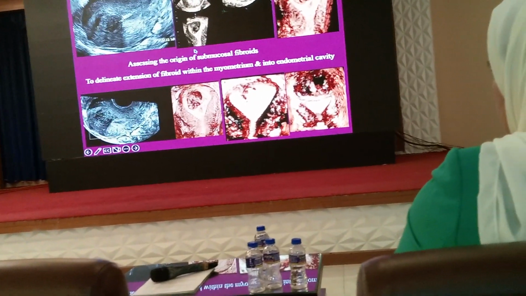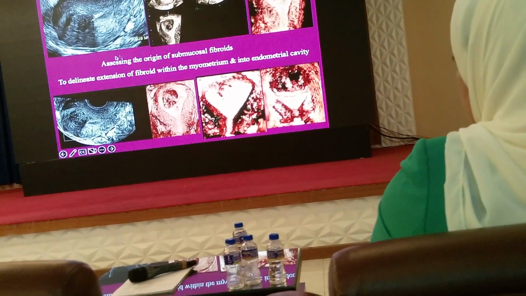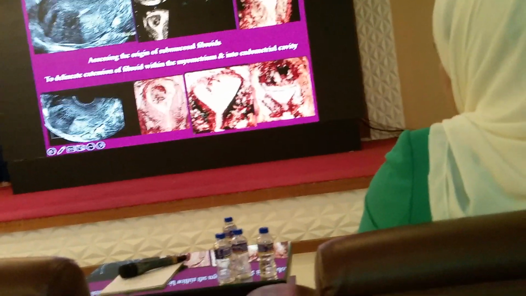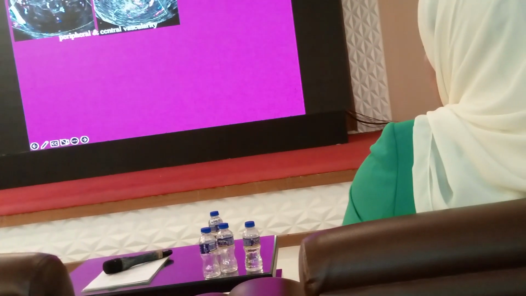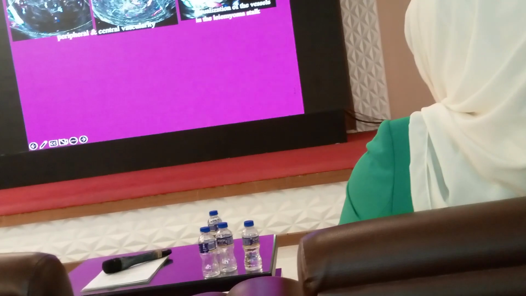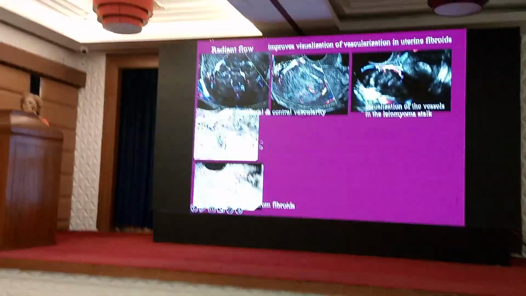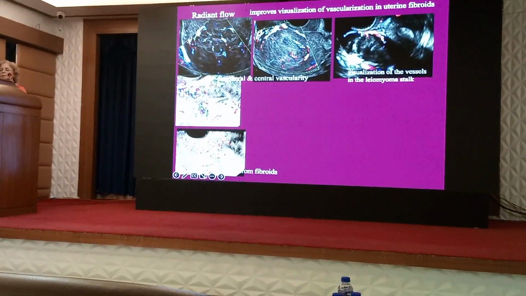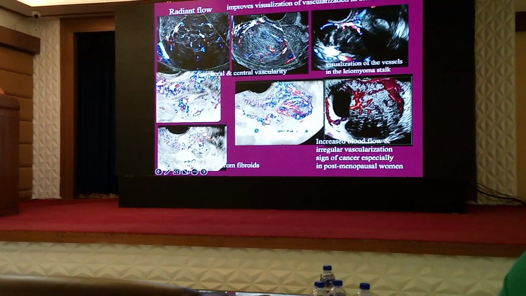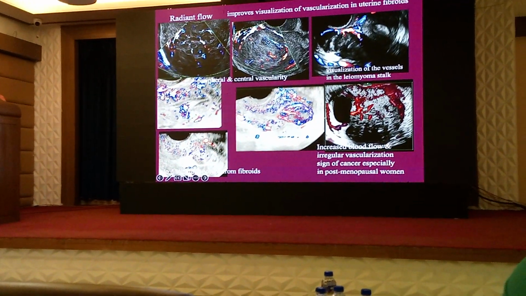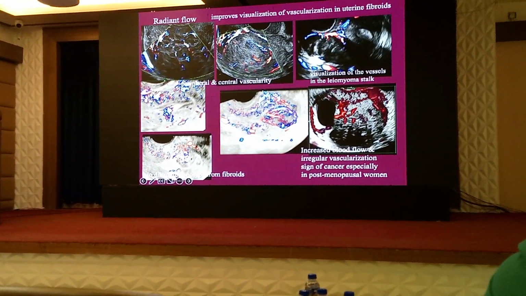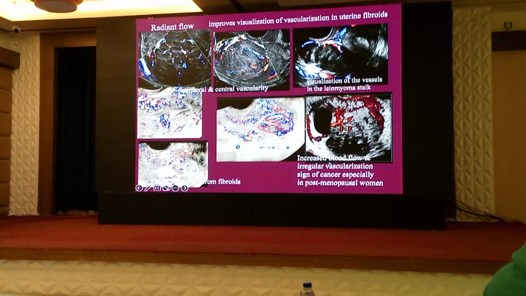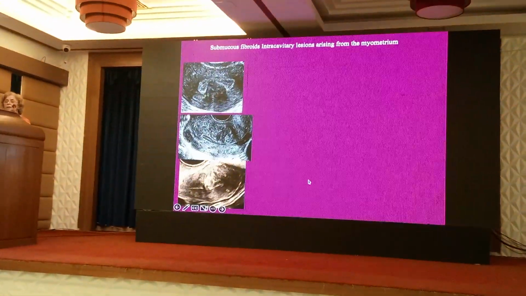So the advantage of the coronal plane is assessing the origin of the submucous fibroid, whether it's growing completely into the endometrial cavity or how much it's affecting. Radiant flow gives us improved vascularization. It gives us a pedicle stalk. It tells us the difference between the submucous fibroid and the polyp. And when there's increased vascularity in a submucous fibroid, and in this case a subserous fibroid, one has to rule out malignancy.